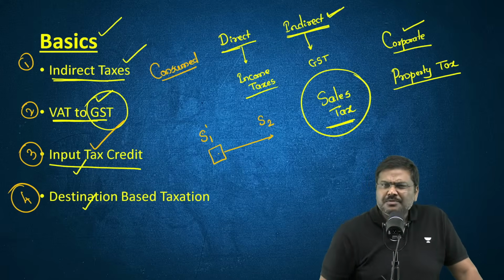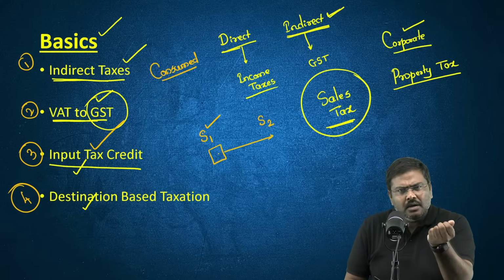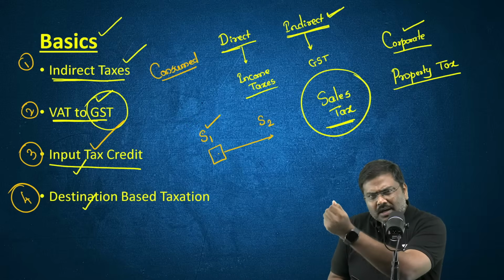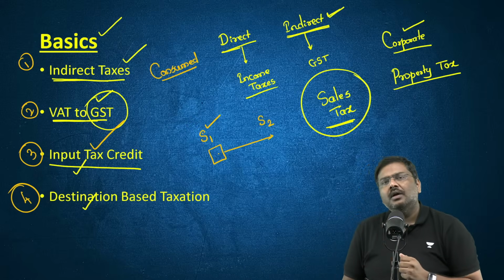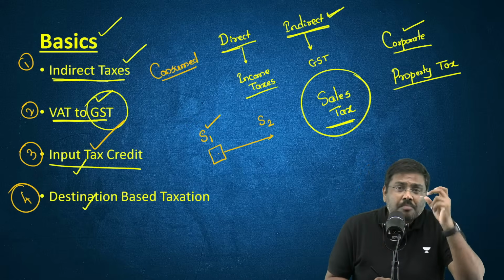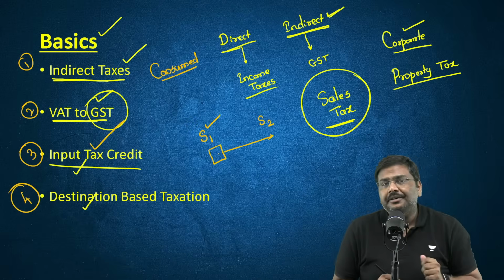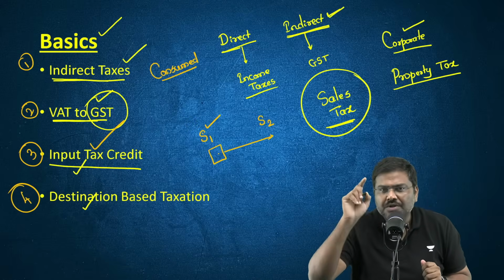The mobile phone is manufactured in state 1, moved across the border, and consumed in state 2. Now, the GST component will be given to which state? I want your answer for this question.